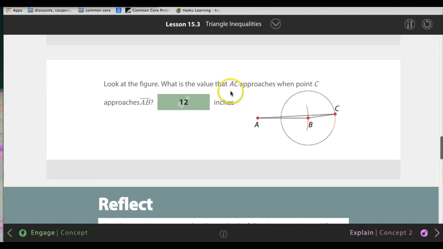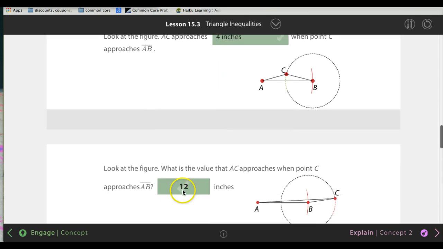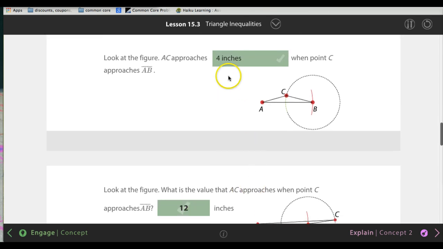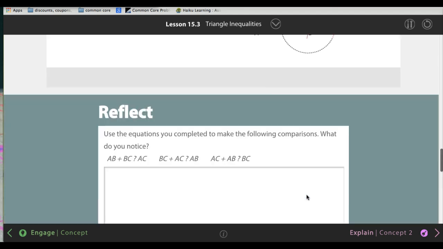Same thing, what is the value of AC going to be as point C goes here? So this time, if it was like a straight line, it would add up to be how many? AB was 8 and BC was 4, so 8 plus 4 is 12, right? So that's another thing that you have to keep in mind, okay? The length of the third side can be anywhere in between 4 inches and 12 inches, meaning greater than the length of the smallest side, but still smaller than the length of the two other sides added together. Okay.